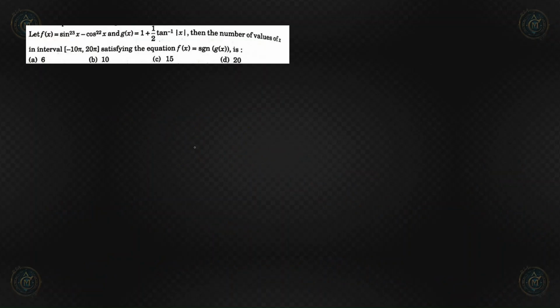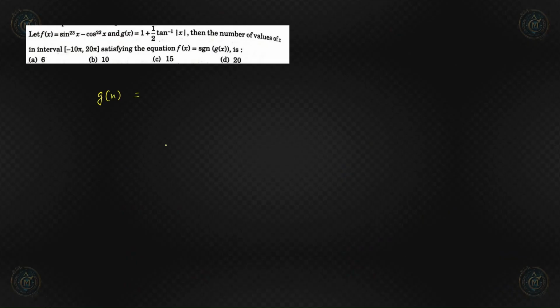Okay, if f(x) equal to sine to the power 23 x minus cos to the power 22 x, right? And g(x) equal to 1 plus half times tan inverse mod x, then the number of values of x in this interval satisfying the equation f(x) equal to signum of g(x) is what? Okay, so let us try to find the signum of this function first.